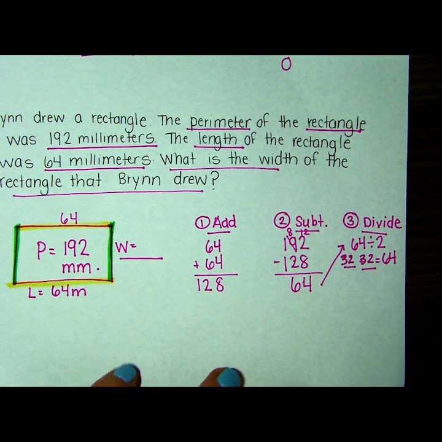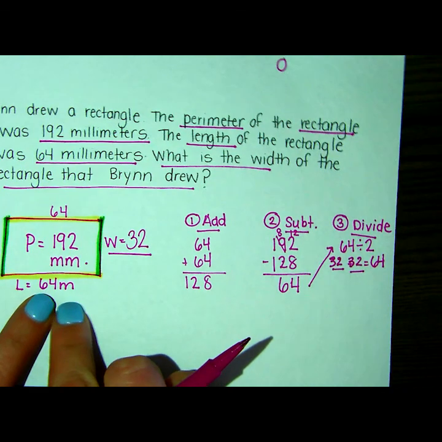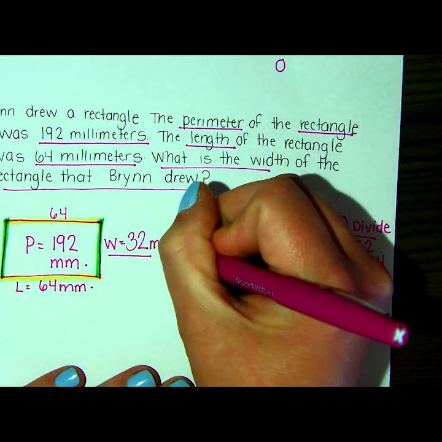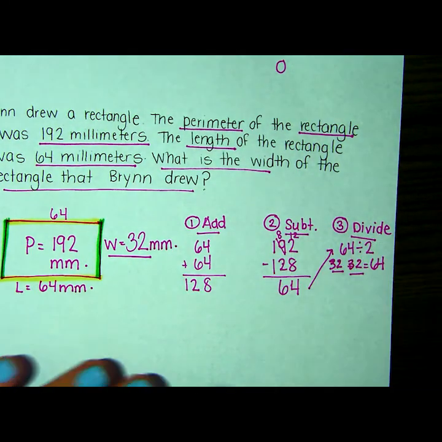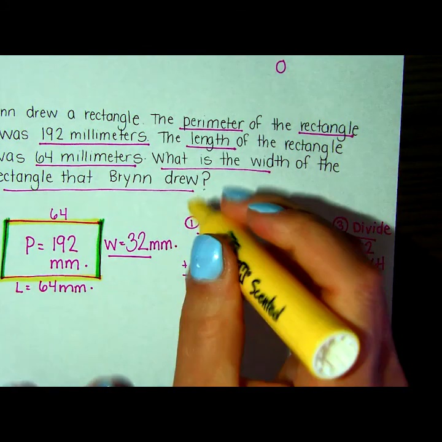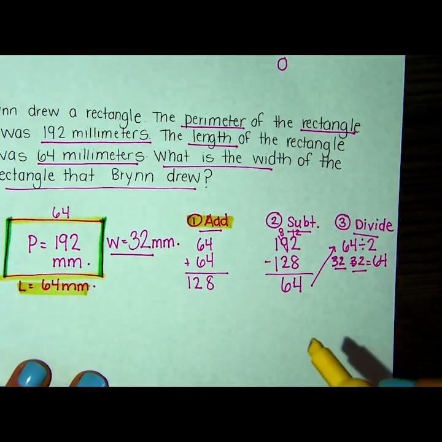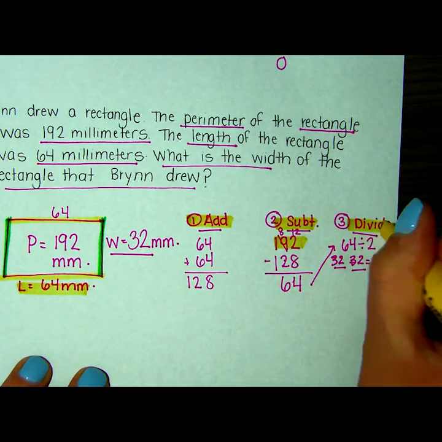My missing width is 32, and let's look at our unit measurement. This should have been 2 M's, 32 millimeters. So again, add, subtract, divide. Add what you were given. In this case, it was the length. Add it twice. Subtract it from the total, and then divide in half.